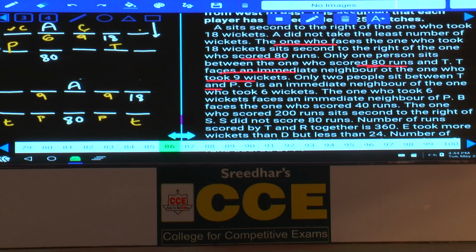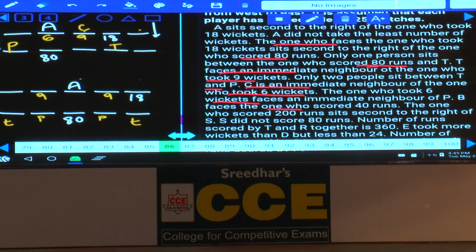And the one who took 6 wickets faces an immediate neighbor of P. And 6 wickets C faces an immediate neighbor of P. That means C cannot be at this place. Are you following this or not? And next one, C is an immediate neighbor of the one who took 6 wickets. The one who took 6 wickets faces an immediate neighbor of P.